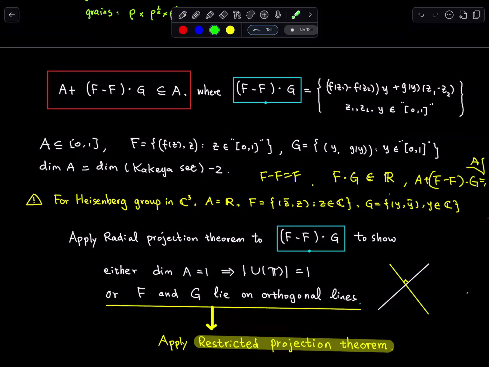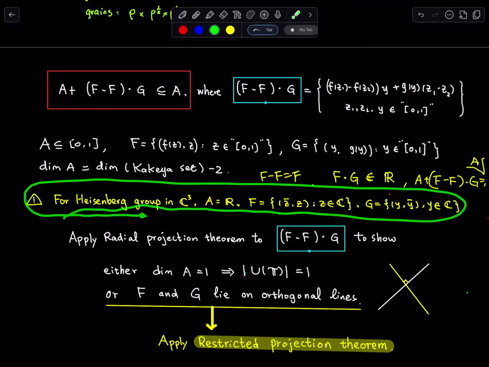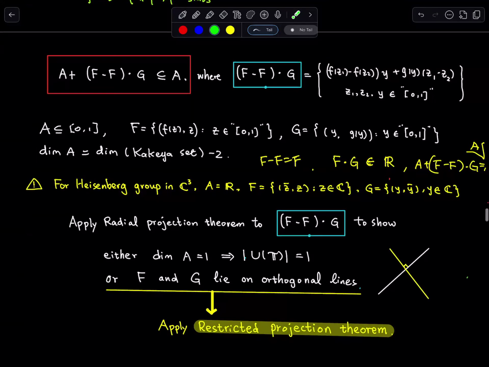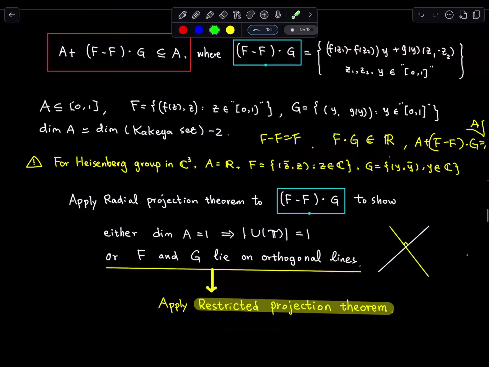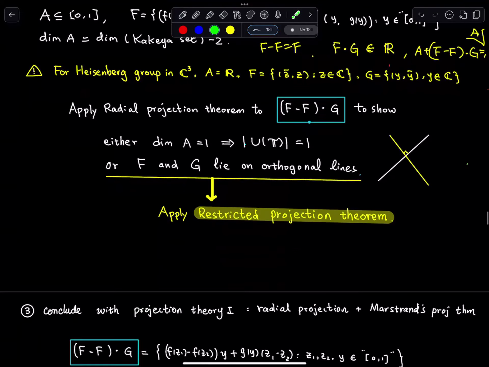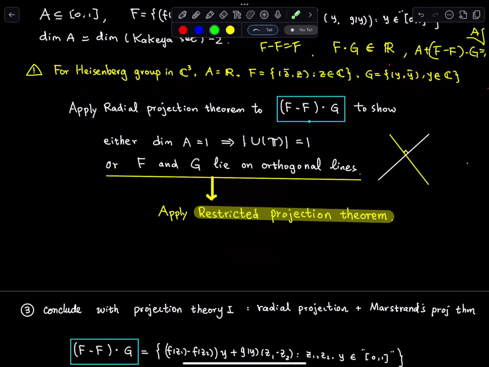In other words, we really need to do something to say that there is no Heisenberg group in R3 where our sticky Kakeya set lies. And this is what we are going to do. We are going to use the radial projection theorem. Are there any questions?